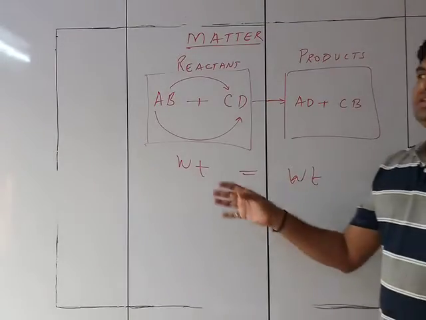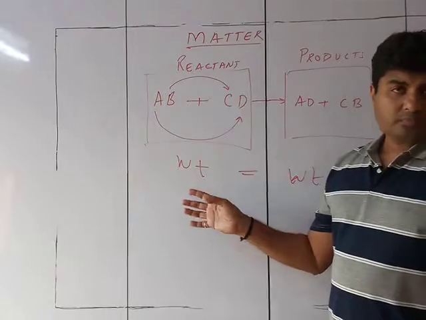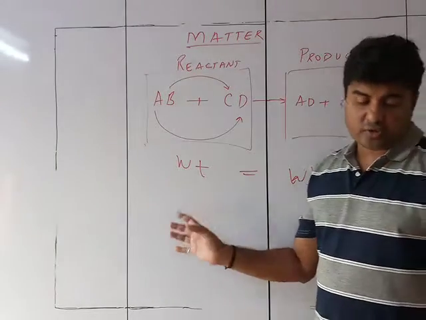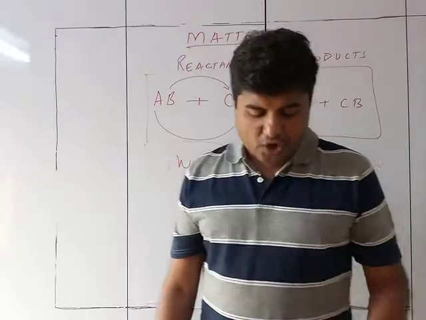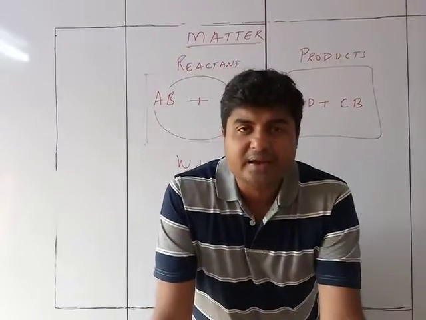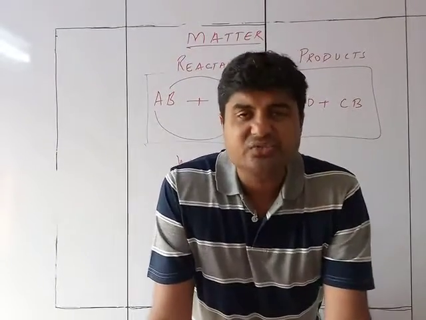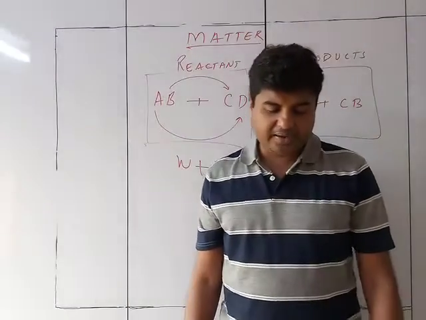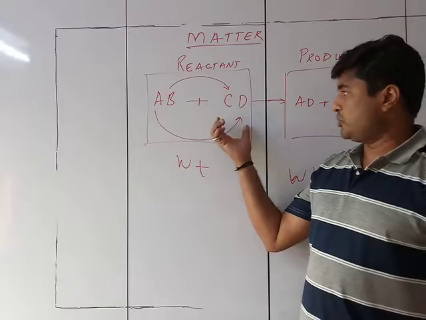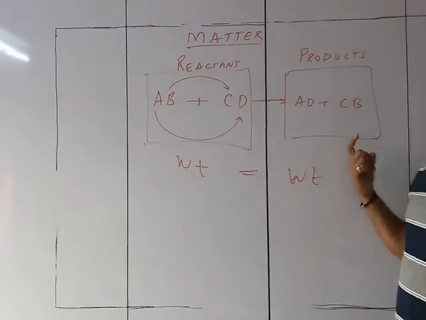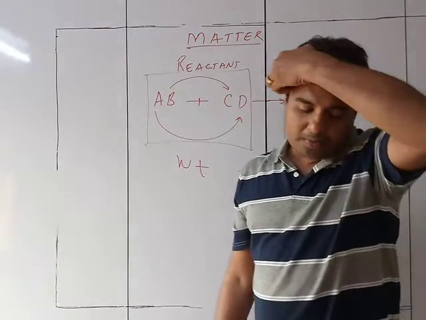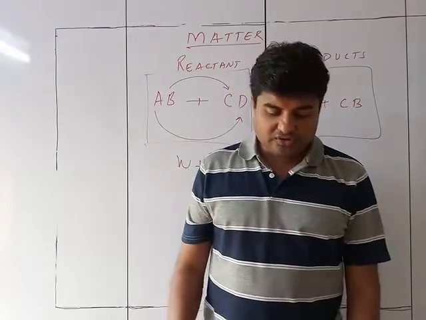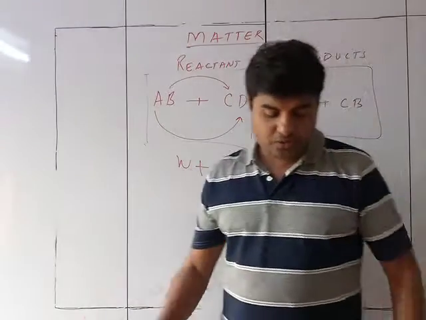So matter is neither going to be created nor destroyed during a chemical reaction but changes from one form to another. The explanation over here will be: mass of A plus mass of B is equal to mass of C plus mass of D. So the total mass of the reactants is the total mass of the products.